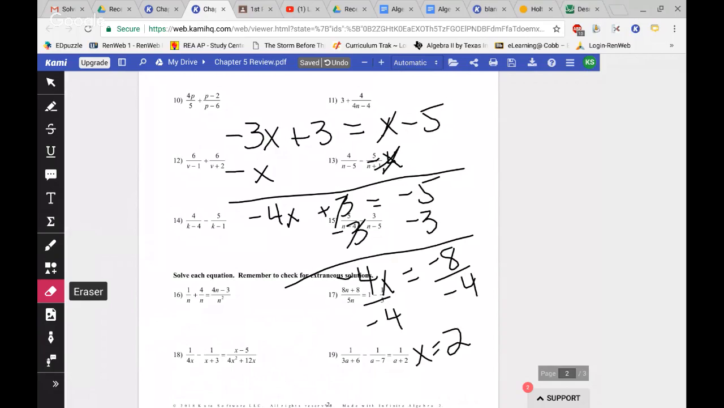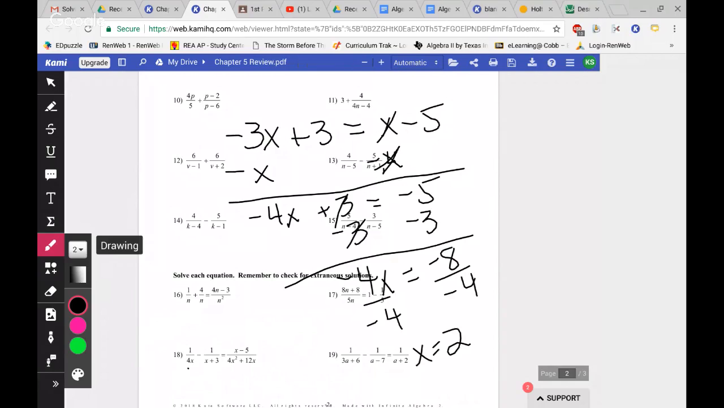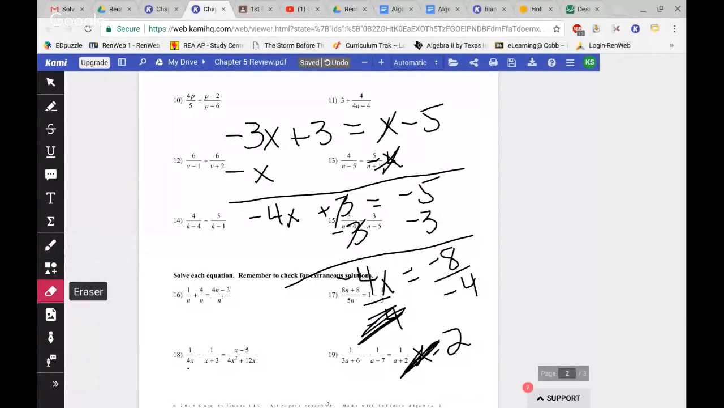And if I plug in a 2 in this first fraction here, 4 times 2 is 8. That's not going to be a problem. And then here we've got a 2 plus 3. That's going to give us a 5. That's not going to be a problem. And then here on this one, we've got 2 squared, which is 4. And 4 times 4 is 16. Plus 12 times 2 is 24. So 16 plus 24 is 40. So that's not going to be a problem. So 2 is a solution, and it's not extraneous. Does that make sense? Any questions about that one?